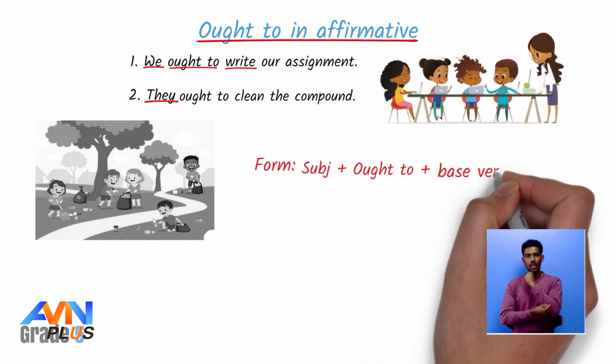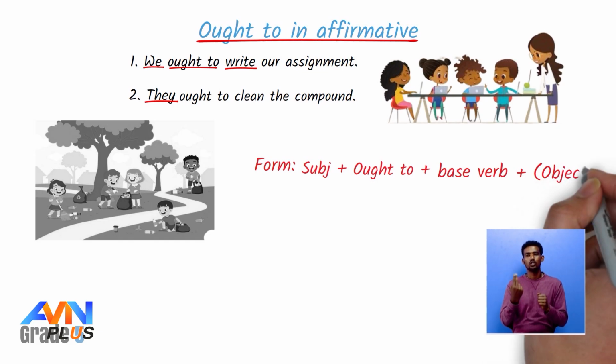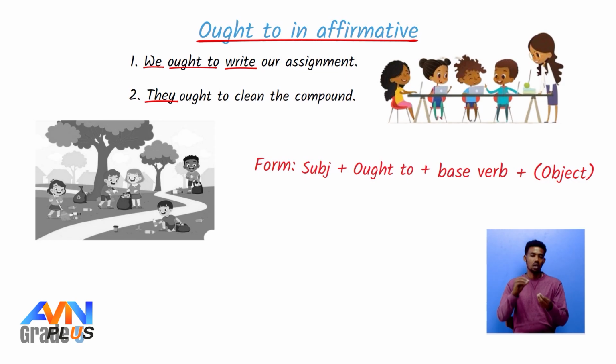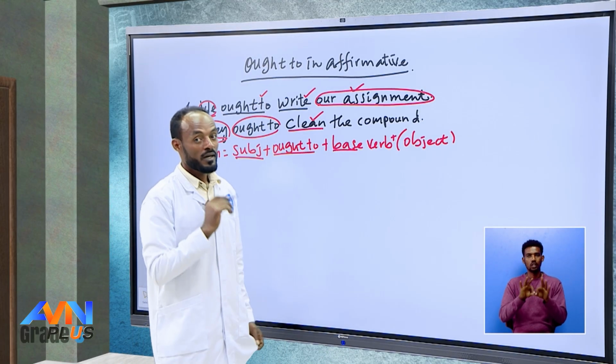Base verb. And if necessary, as an option, we can use object or complement. Any complement can be used to make it more clear for the listener. So here is the subject, they, we. What about ought to here? Here is ought to, and here is also ought to, plus base verb. Clean. We didn't add anything here. If necessary, we can add objects like this. If it is not necessary, you can leave it. I hope I'm right, yeah?